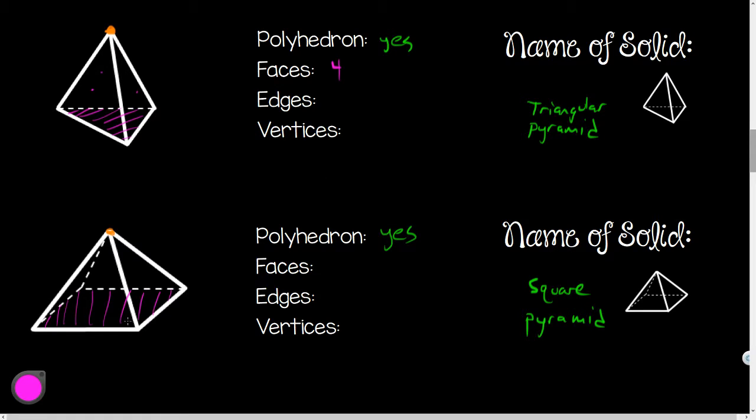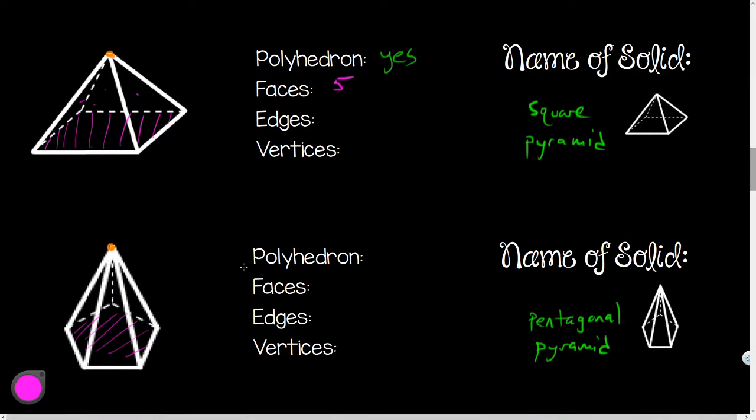A square pyramid has 1 base face, and then 4 lateral faces that extend off of each edge and meet at the vertex. So it's the base plus the number of sides the base has that gives the number of faces. That's a total of 5. For this one, 1 base and then 5 faces that extend off of the bottom. So 5 plus 1 is 6 faces. Yes, this one is a polyhedron. All of its faces are polygons.